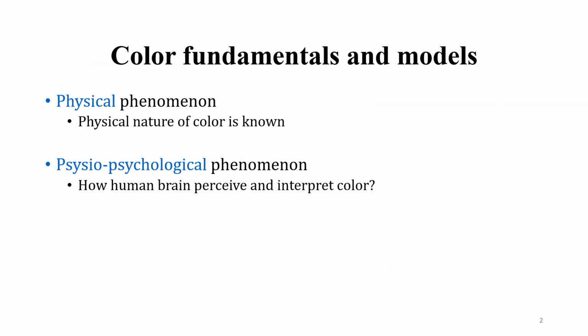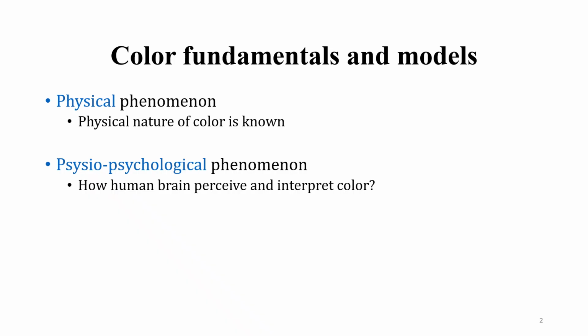In this topic of discussion, we are going to see about color fundamentals and models. There are two things: physical phenomenon and physio-psychological phenomenon. In the first case, the physical nature of the color will be known to us very clearly. And the physio-psychological phenomenon, we can say, is how the human brain perceives and interprets the color.